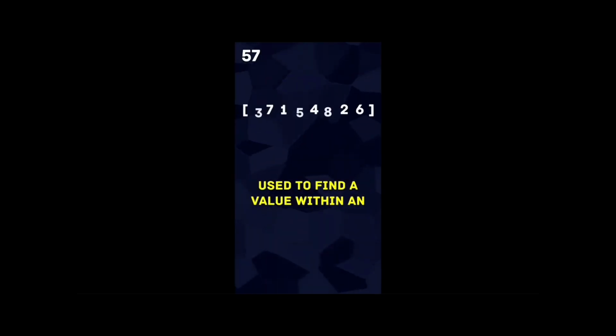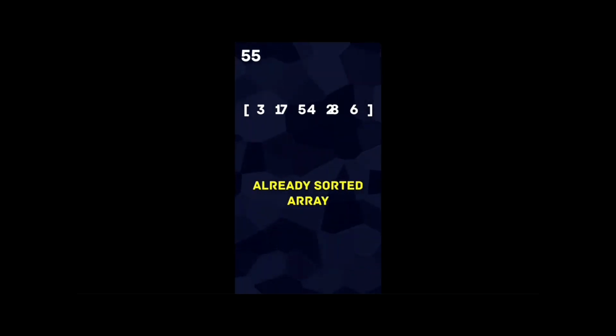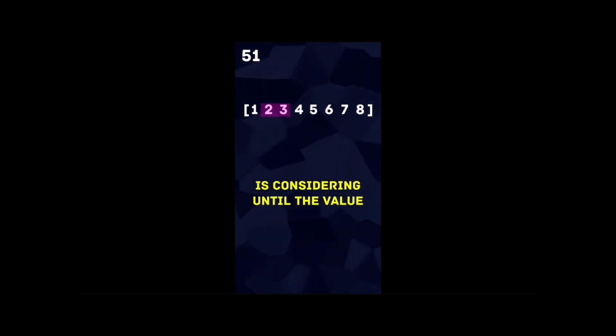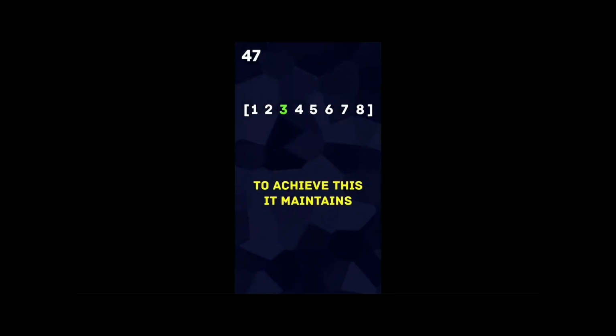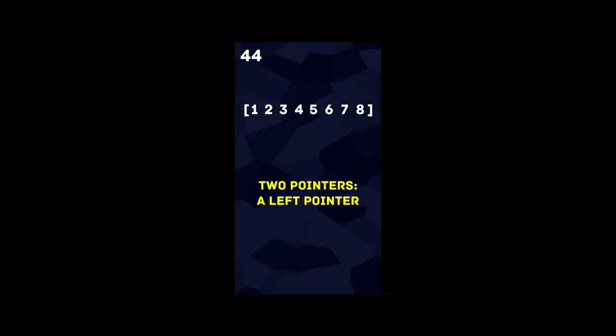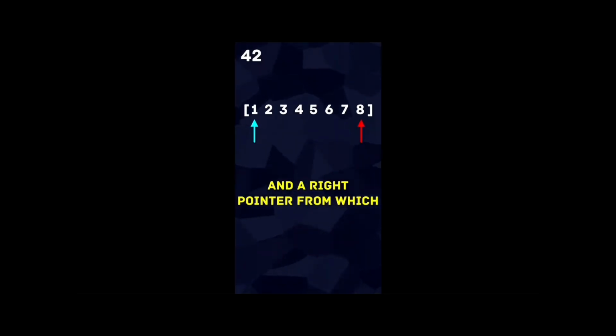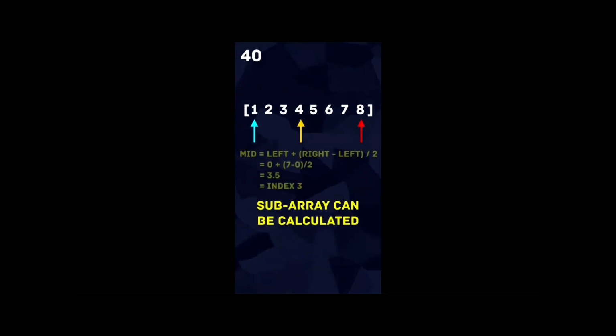Binary search is a search algorithm used to find a value within an already sorted array. It works by continually halving the subarray that it is considering until the value is found or it is determined that it does not exist in the array. To achieve this, it maintains 2 pointers, a left pointer and a right pointer, from which the middle position of the subarray can be calculated.